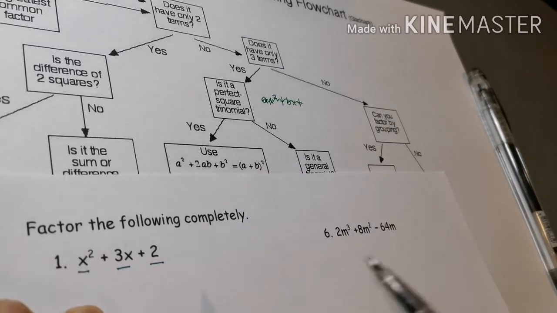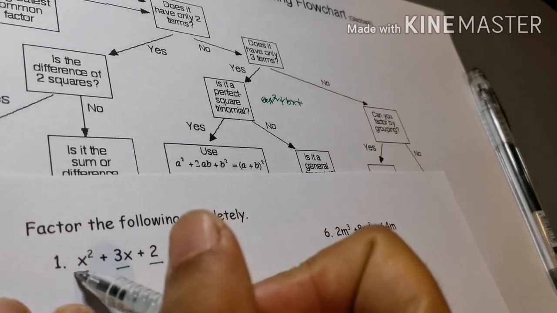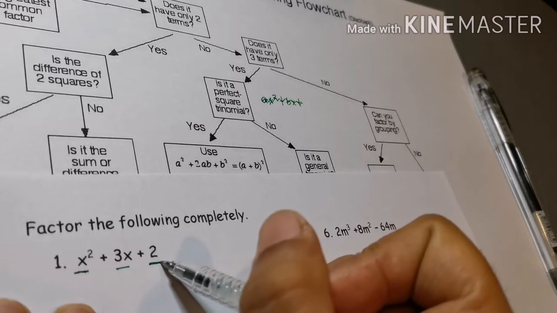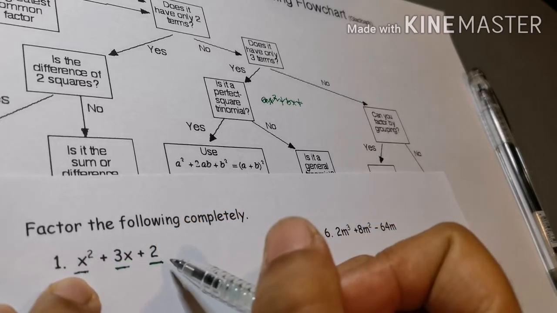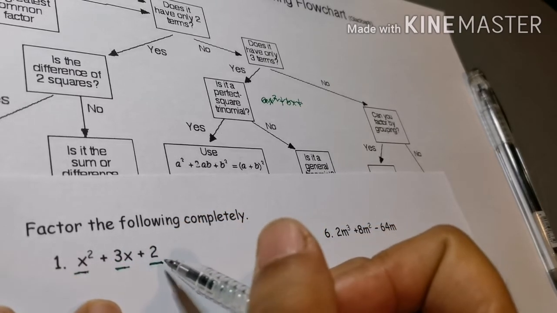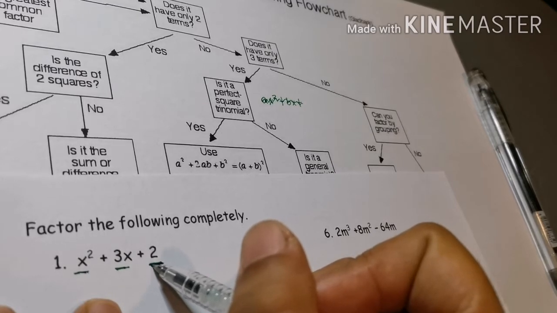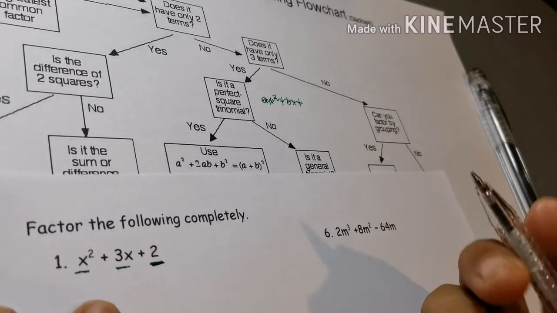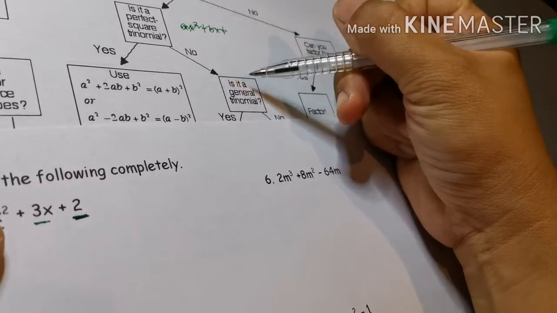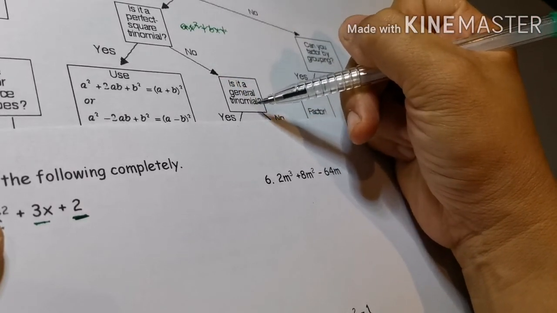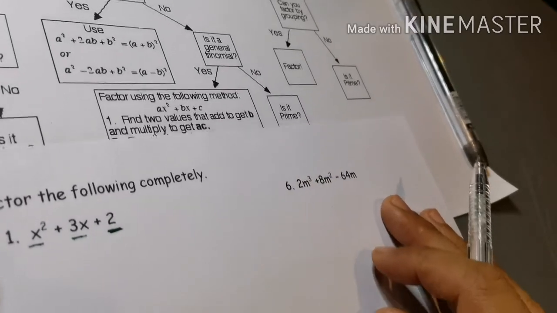The shortcut in identifying whether it is a perfect square trinomial is if the first term is a perfect square, the second term is a perfect square, and the middle term is the product of the first and the second multiplied by 2. But this time, 2 is not a perfect square. Our last term is not a perfect square, therefore it is definitely not a perfect square trinomial. So no. Then, is it a general trinomial?